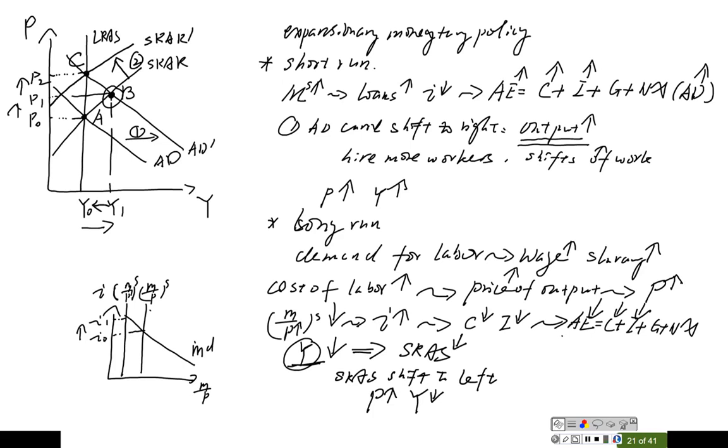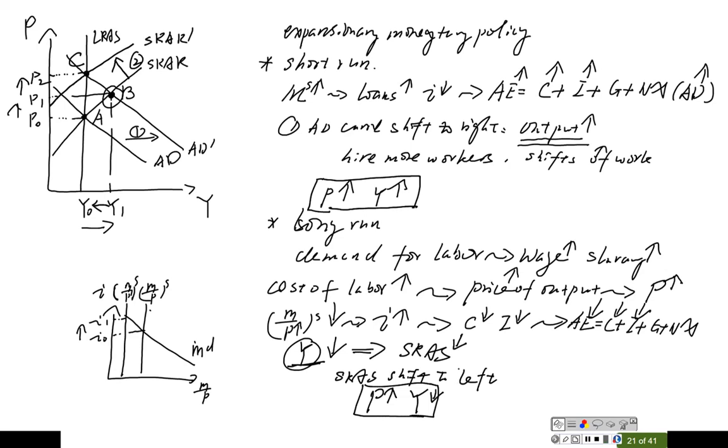What is the conclusion here? In the short run, both the price level and the output level will increase in the society. But in the long run, only the price level goes up, while output will go back to the initial equilibrium point.